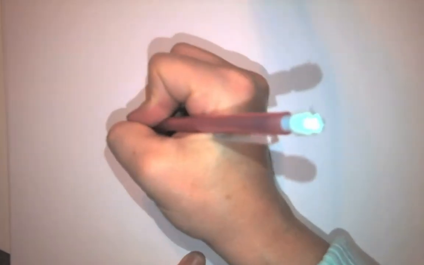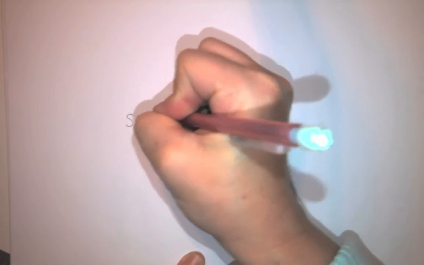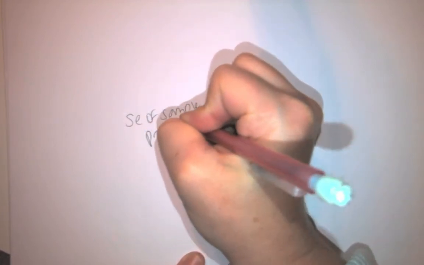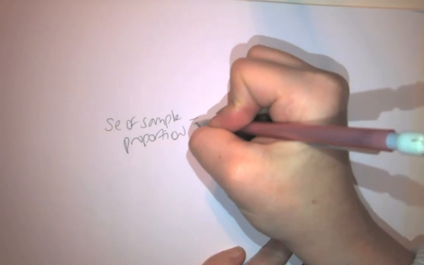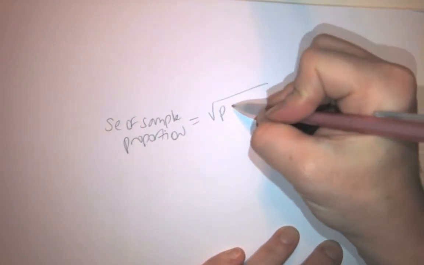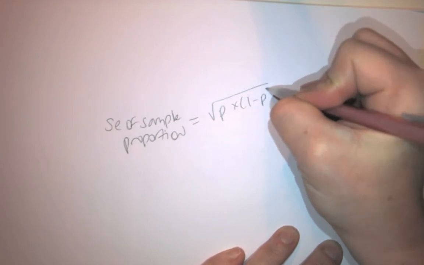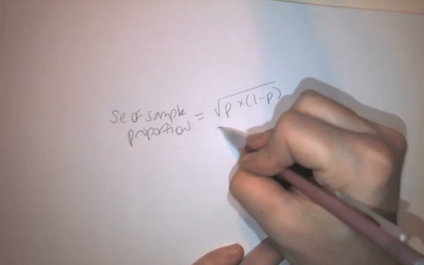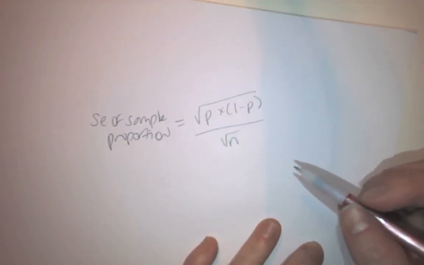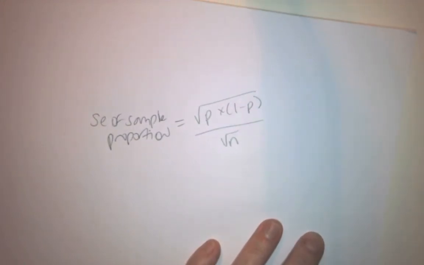So we're going to quickly calculate the standard error of a sample proportion. And the formula looks very similar to the standard error of the mean. So our formula is the square root of p times 1 minus p over n. And what is p? P is the proportion.